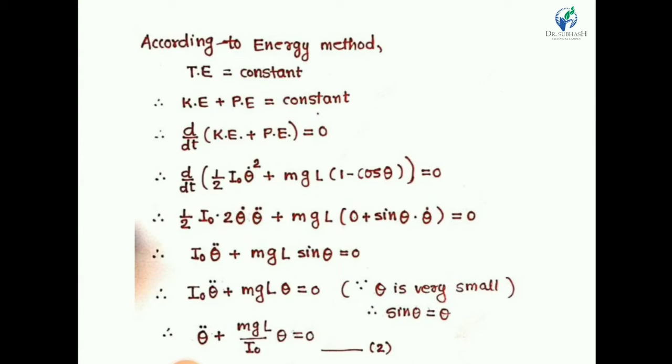Again, if we simplify this equation, then we obtain Io theta double dot plus mgl sin theta is equal to 0. Now here theta is very small, so we can replace sin theta with theta. So Io theta double dot plus mgl into theta. We rearrange this equation: theta double dot plus (mgl upon Io) into theta is equal to 0. This is equation number 2.